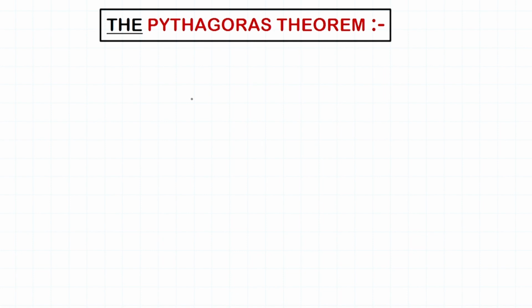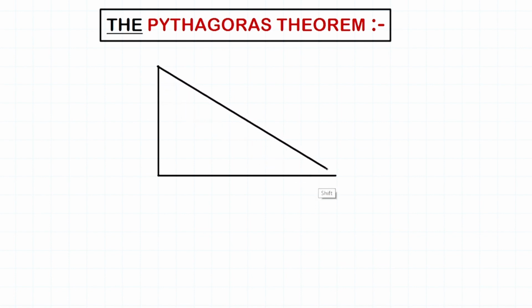So what is the Pythagoras theorem? Pythagoras theorem is the theorem on right angle triangles. So first let's make a right angle triangle. First let's make our first side of our triangle, and let's make another side so that they are 90 degrees, okay, so that they are right angle. And let's join this side with this side.